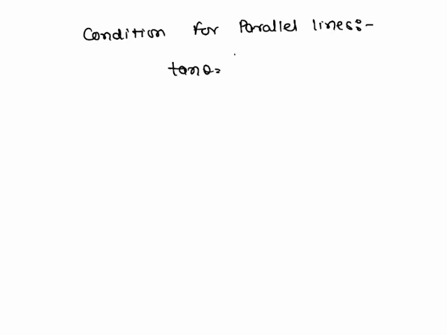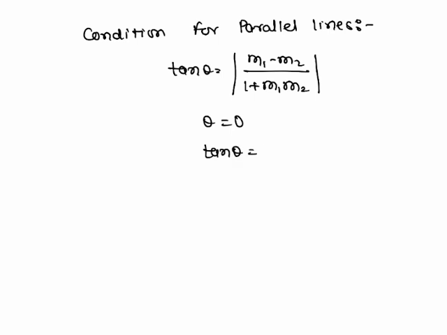Next is the condition for parallel lines. We know the angle between two lines is given by tan theta equals the modulus of (m1 minus m2) upon (1 plus m1 m2). If two lines are parallel, then theta will be 0, so tan theta will be 0. That means m1 minus m2 must be 0. So if lines are parallel, then m1 equals m2.